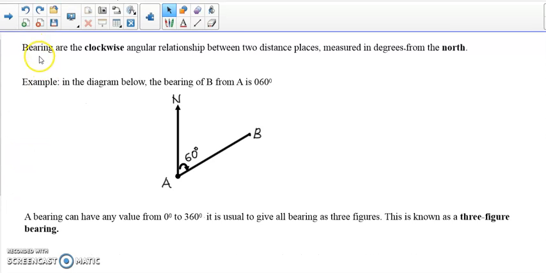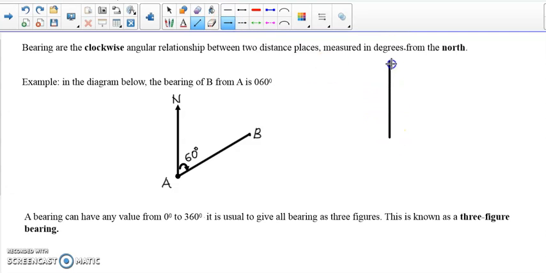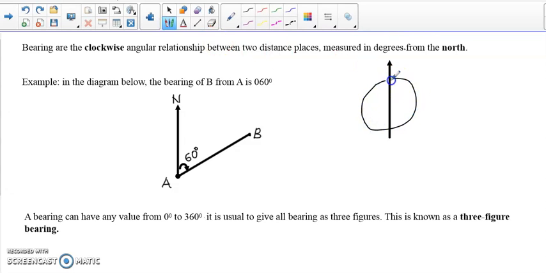Now, bearings are the clockwise angular relationship between two places, measured in degrees from the north. Look at this sentence now. The main things to pick out here are clockwise and north, which means that a bearing is measured from the north, in a clockwise direction. If I have a line, it must move from the north clockwise.